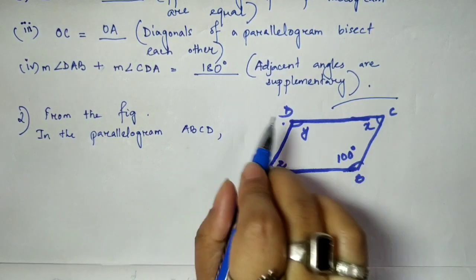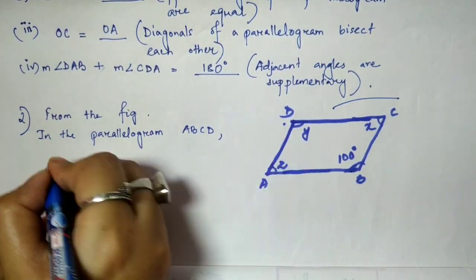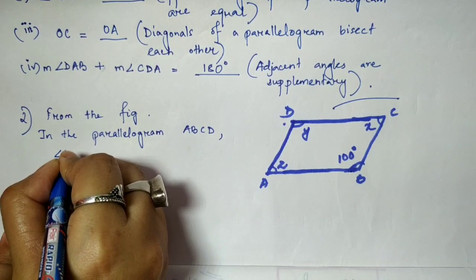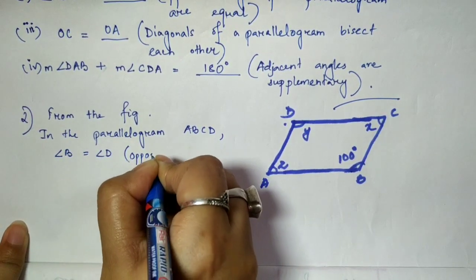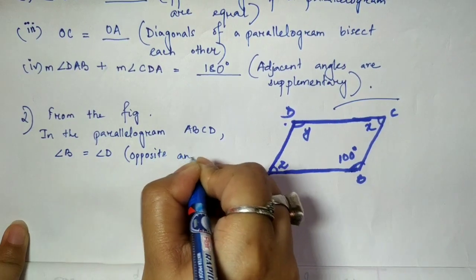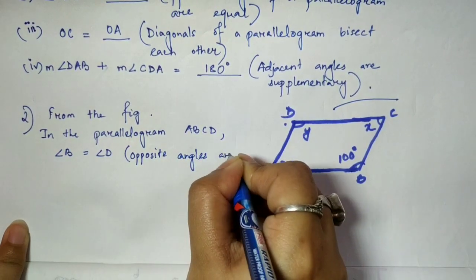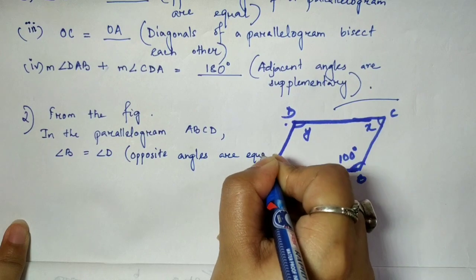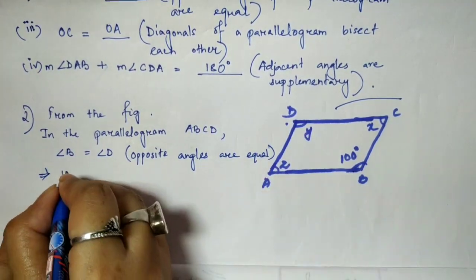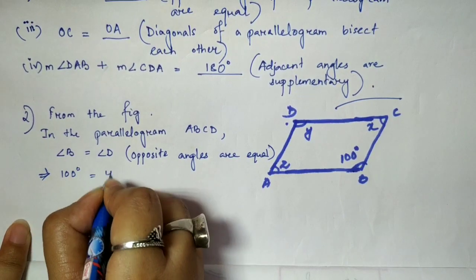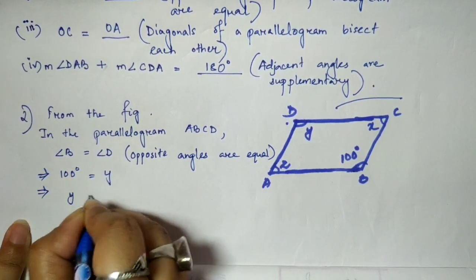So is angle B not equal to angle D? Yes. So in the parallelogram ABCD, angle B is equal to angle D. Why? We have to write down the things. Condition: opposite angles are equal. Please write down the condition. It's a must. Simply you can apply. So what is given as the value of B? 100 degrees, and D is given as y. That means we got y is equal to 100.